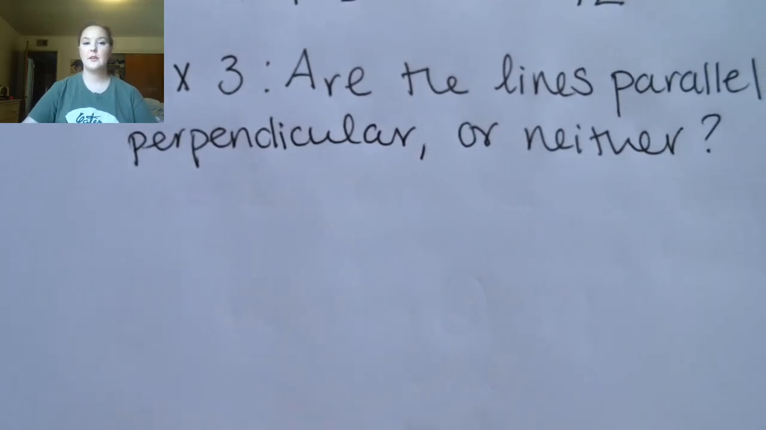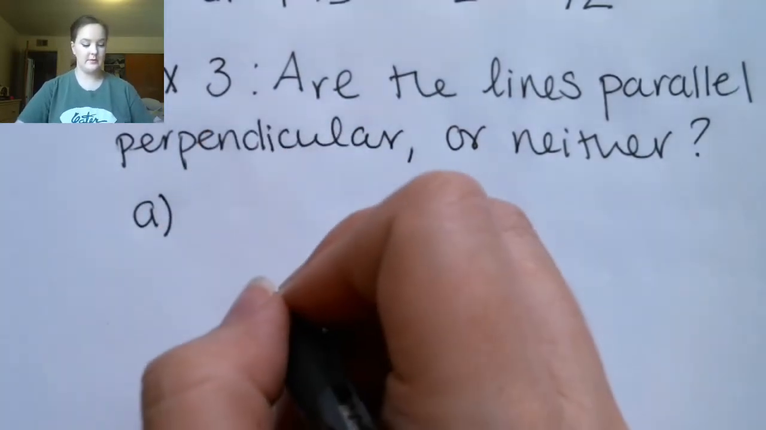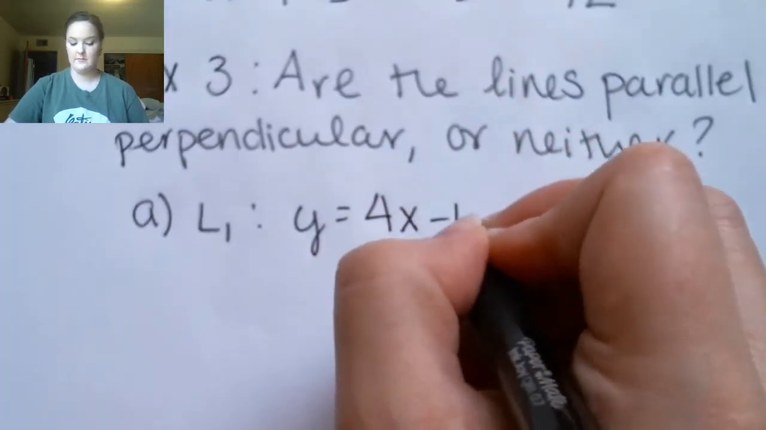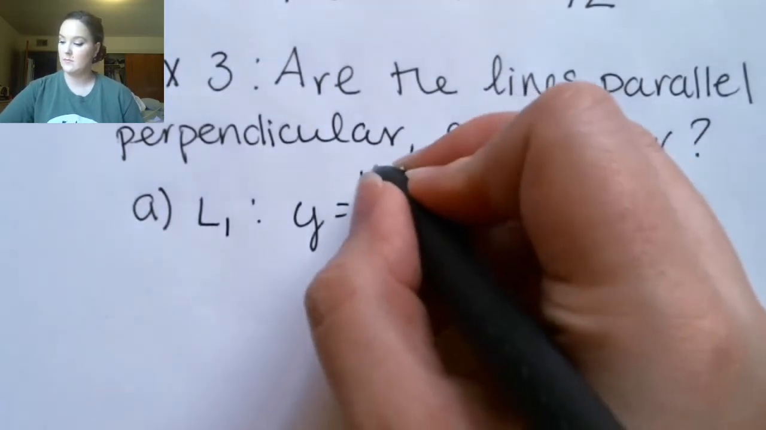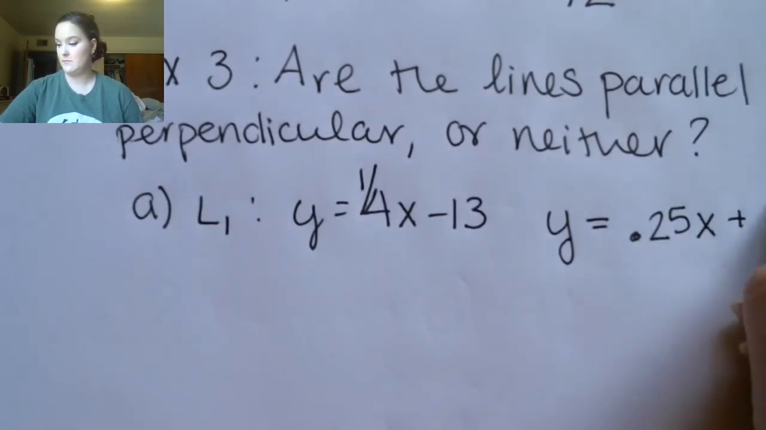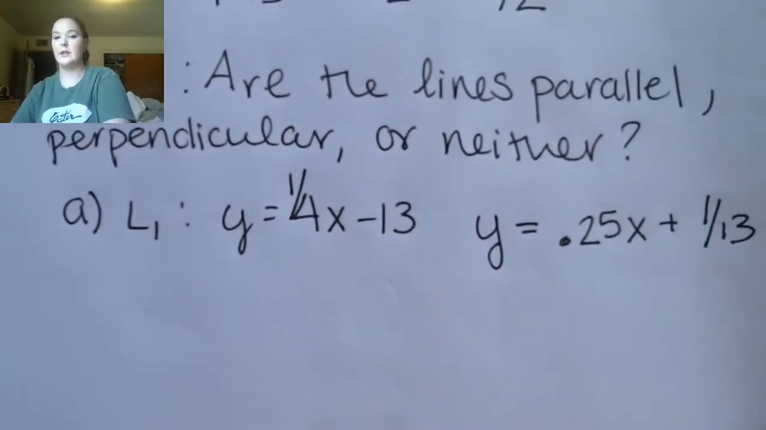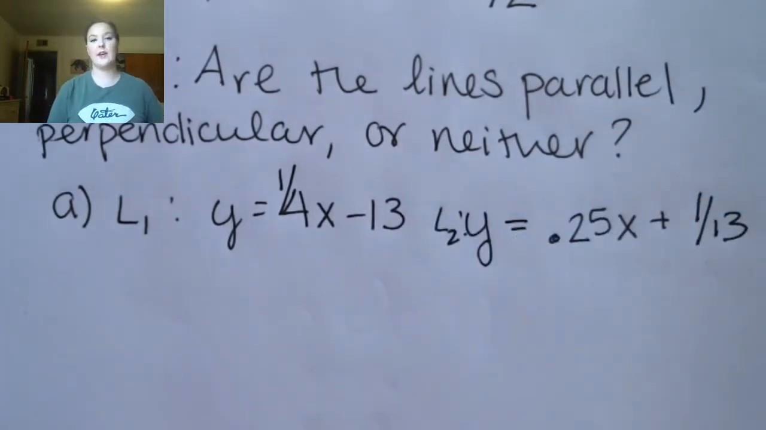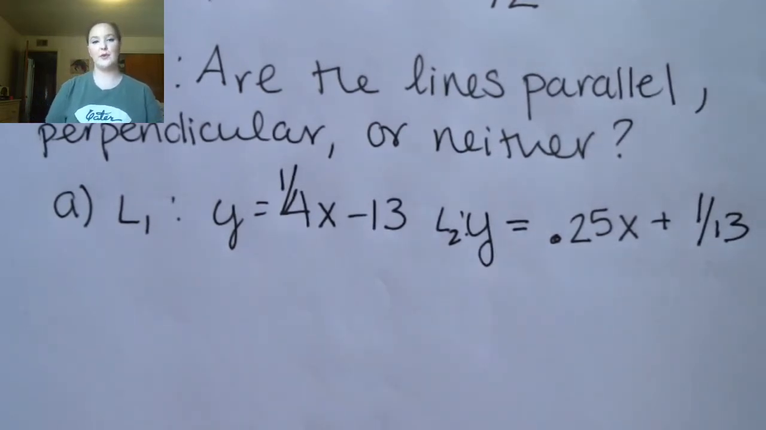We're asking the question, are the lines parallel, perpendicular, or neither? So let's look at our examples. Here are our two lines. Our first line has the equation y equals 1/4 x minus 13. Our second line has the equation y equals 0.25x plus 1/13.